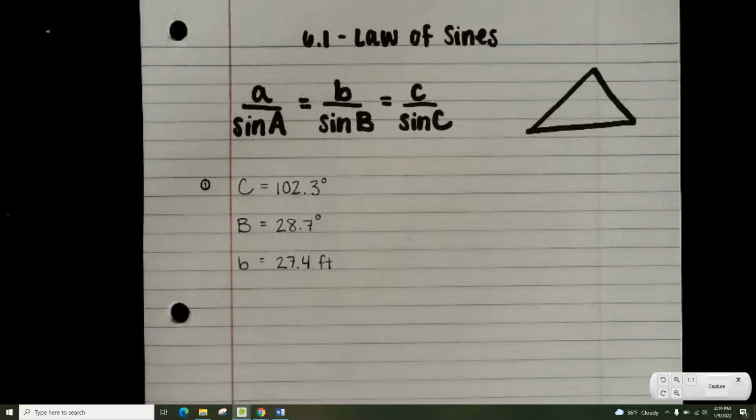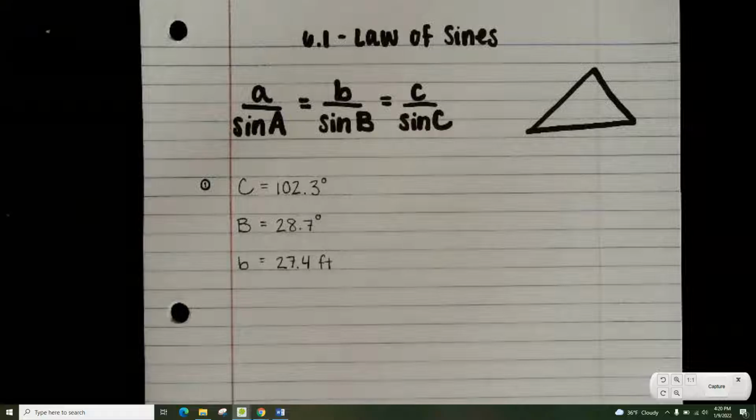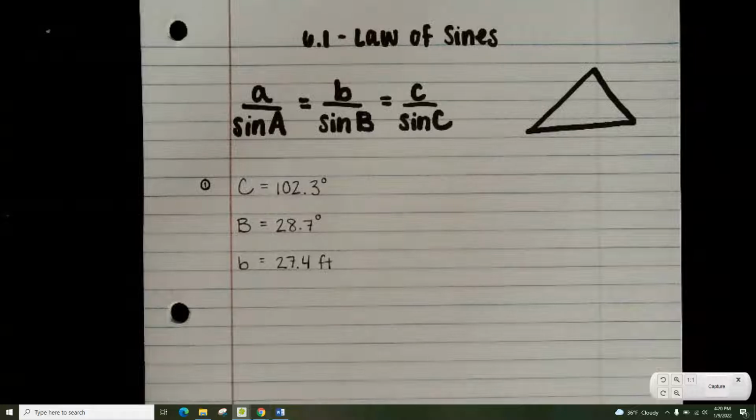Today, I'm going to talk to you a little bit about the law of sines and show you how to label a triangle and how the law of sines works. Up until now, we have been using triangles that have a right angle in them. Today, we're going to look at triangles that could be acute or obtuse triangles.